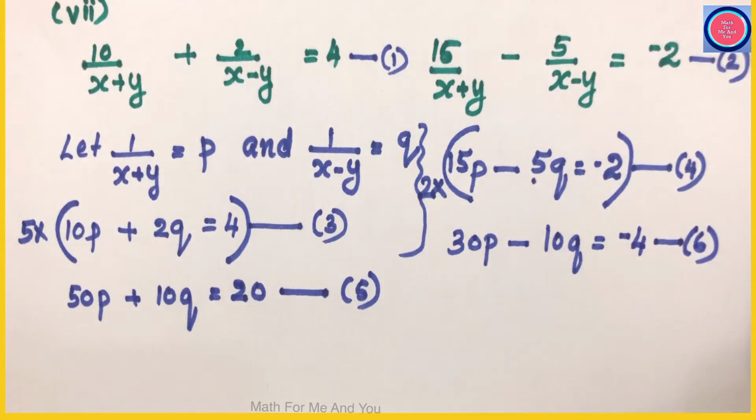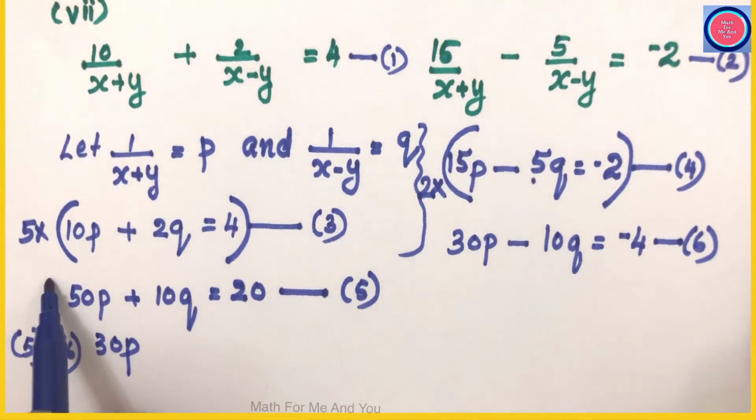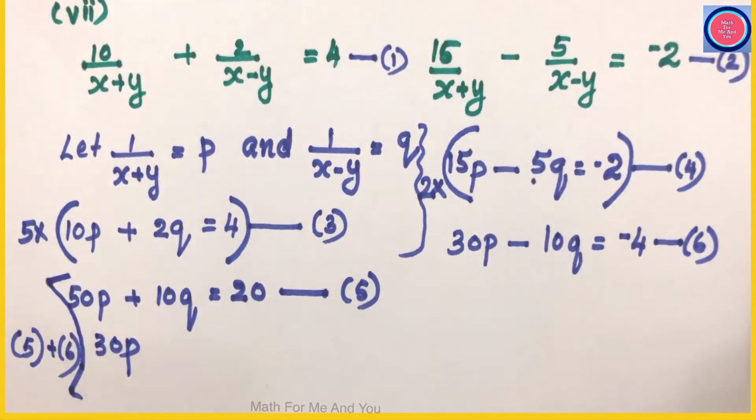Now in both equations, the coefficient of q is the same, 10. But one is positive 10, the other one is negative 10. To eliminate q, we can add these two equations, that is equation number 5 plus 6. So what do we get? Equation number 5 is 50p plus 10q is equal to 20, and equation 6 is 30p minus 10q equals minus 4.